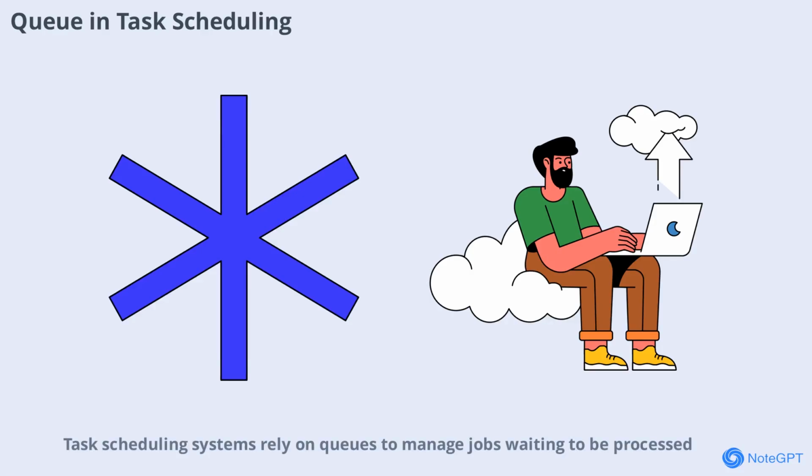Task scheduling systems rely on queues to manage jobs waiting to be processed. Each job is added to the queue and executed in order, ensuring that no task is skipped or delayed unnecessarily. This approach is common in batch processing and background task management.